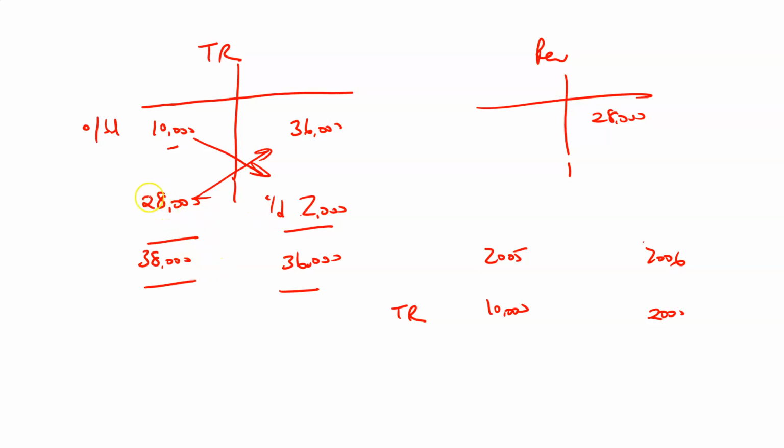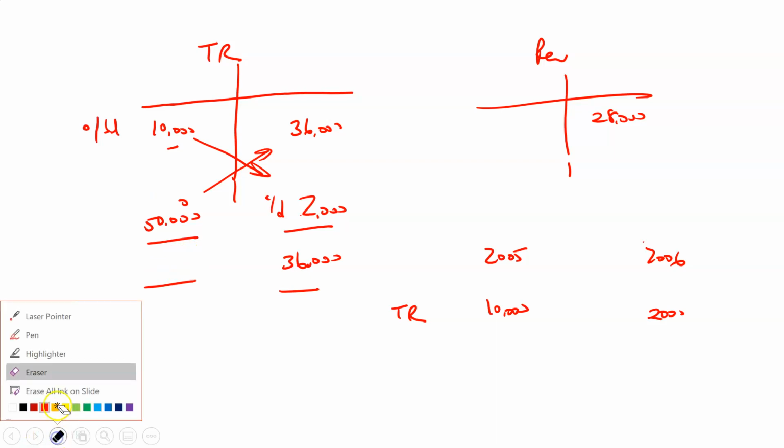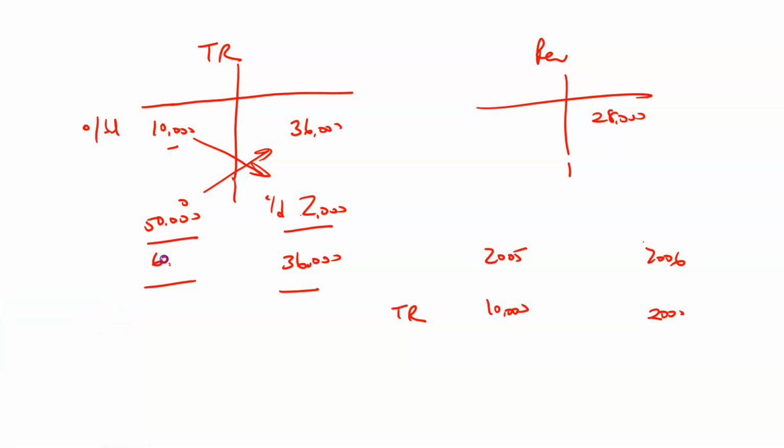We can try again. I'll pick, I don't know, it doesn't matter, 50,000. If I pick 50,000, just get my eraser out. Oops, sorry. This becomes 60,000.